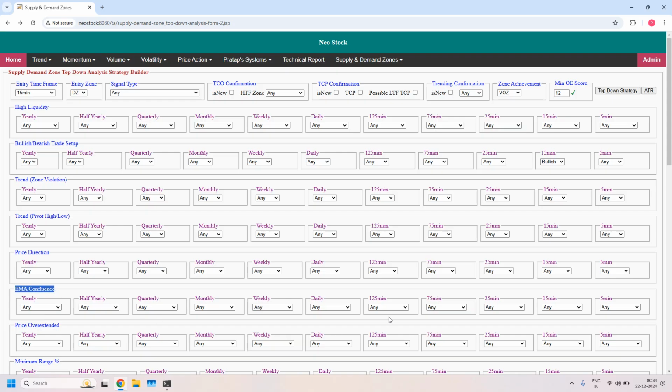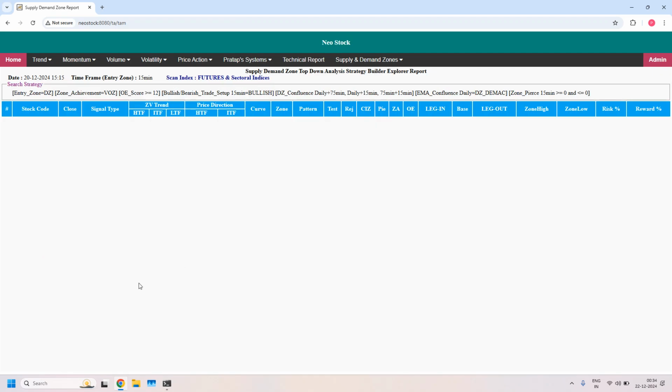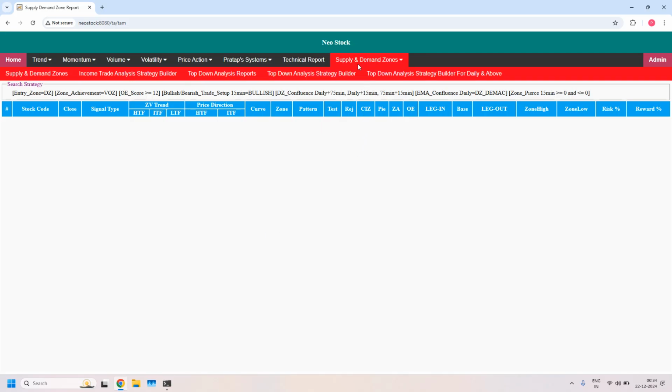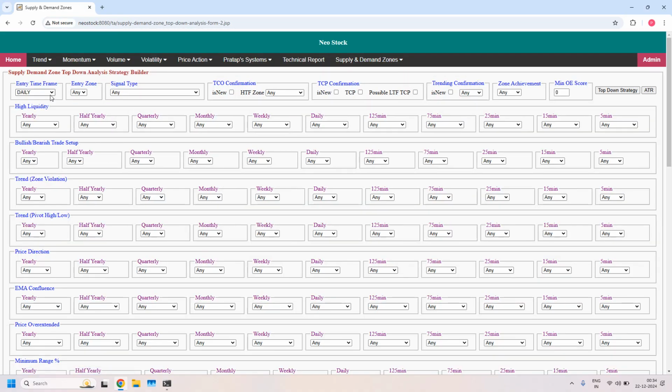So in the EMA confluence at daily time frame, we are looking for daily demand zone having daily EMA confluence, because 15 minutes demand zone together with 75 minutes demand zone is part of the daily demand zone. So no stocks are having EMA confluence daily. So this is about bullish trade setup for daily income trade. Next, bearish trade setup for daily income trade.